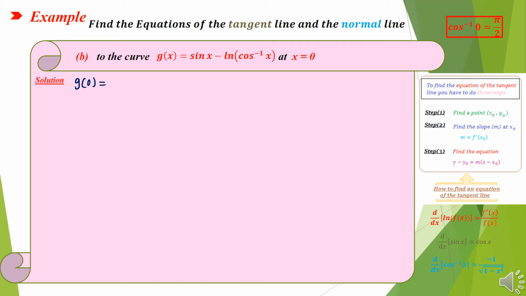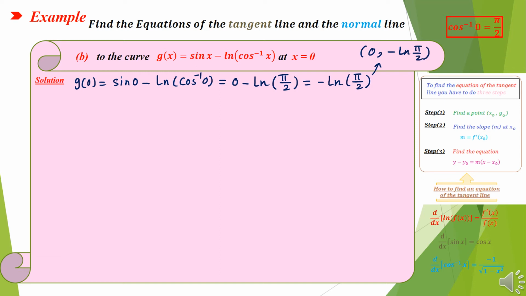So g of 0 equals sine of 0 minus ln of cosine inverse of 0, which equals pi over 2, and g of 0 finally equals minus ln pi over 2. So we have the point 0 with negative ln pi over 2. This is x0 and this is y0.